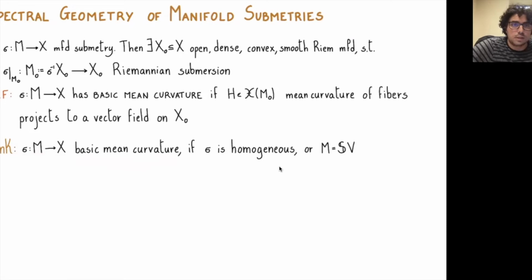We know that a manifold submetry has basic mean curvature, for example, when it is homogeneous, so it is coming from a group action, or when the manifold is a sphere. It's actually more general than this. I believe that anytime you have a symmetric space, so any manifold submetry from a compact symmetric space should always have a basic mean curvature. But that's not the point.